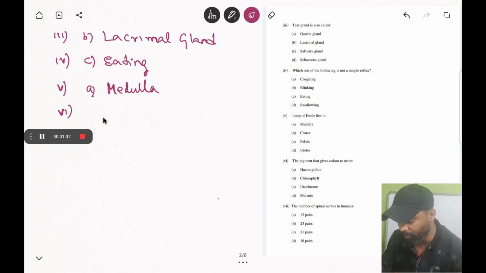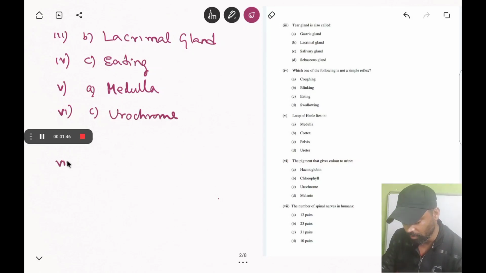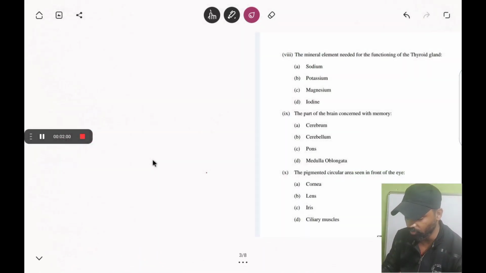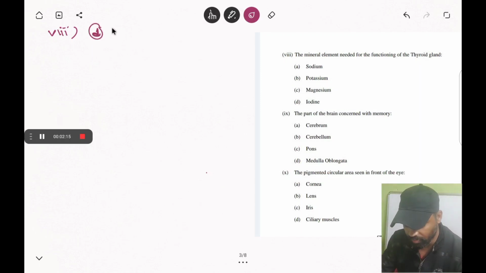Number 6. The pigment that gives color to urine is urochrome. So option C is my correct option. Number 7. The number of spinal nerves in humans is 31 pairs. That's option C. Done. We'll look at the next one. Number 8. The mineral element needed for functioning of the thyroid gland is iodine. Option D, iodine.